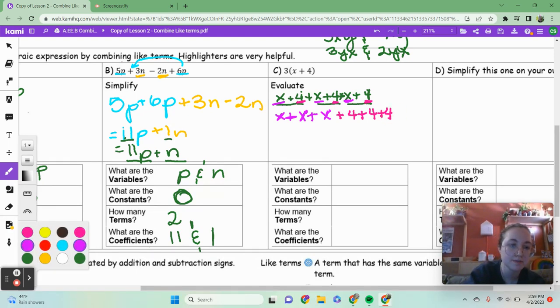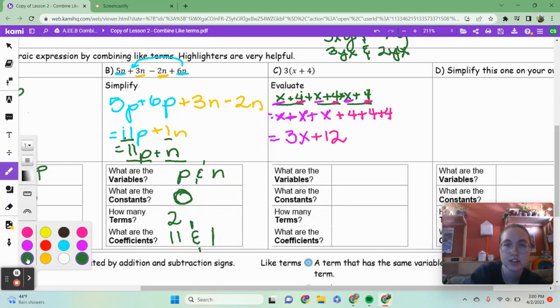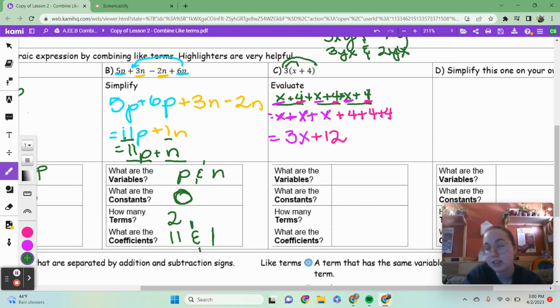So what that means is I end up having 1, 2, 3 x's and 4 3 times, which is just 12. So in the end, I end up with 3x plus 12. You can also see that if I distribute this, if I distribute that 3 to the x and the 4, I would need to distribute it to all of it, but 3 times x gives us 3x. 3 times 4 gives us 12.